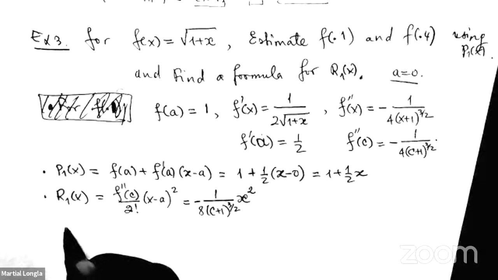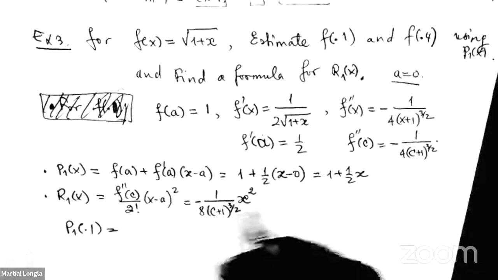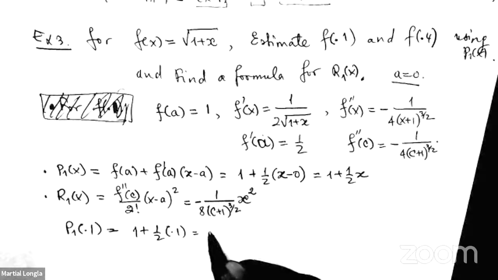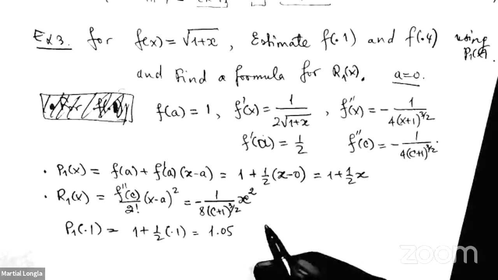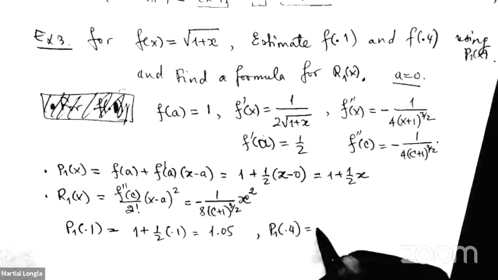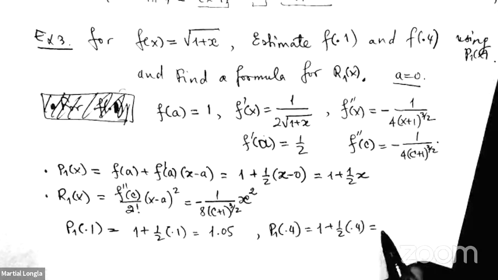And now P1 of 0.1 is nothing but 1 plus 1/2 of 0.1. That's 1.05. And P1 of 0.4 is 1 plus 1/2 of 0.4, which is 1.2.